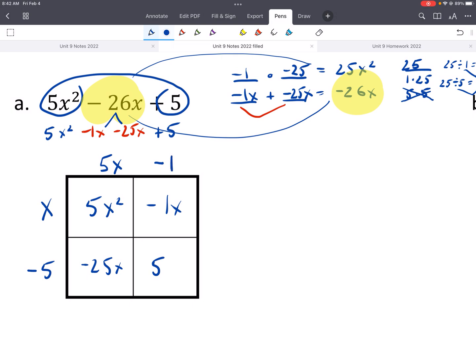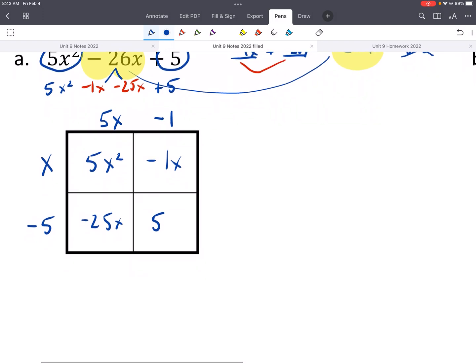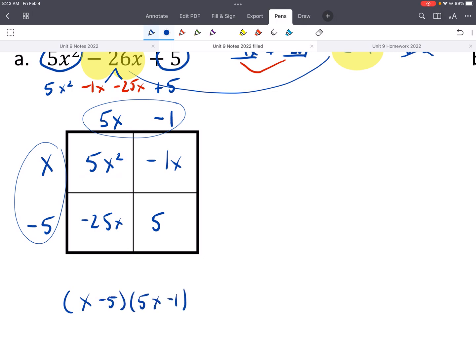And we can't take out any x's. So just remember, we always have to take something out. Okay? So that's why we have to write the 1 there. And then we wrote down each of those, the thing on the top and on the side, those are each of your binomials, so x minus 5 and 5x minus 1.